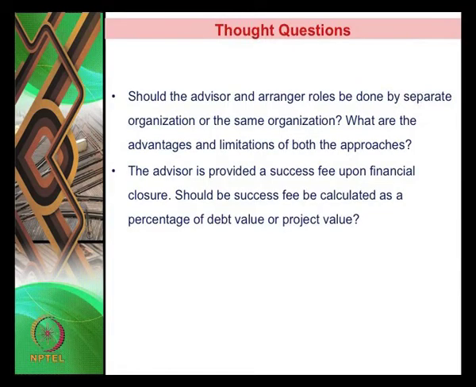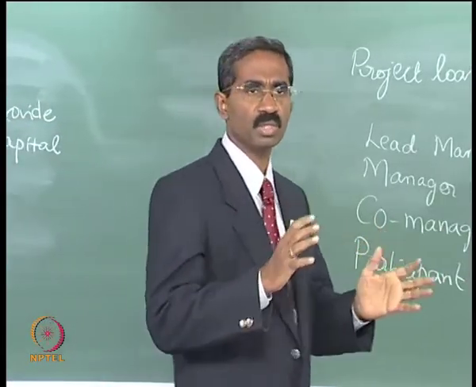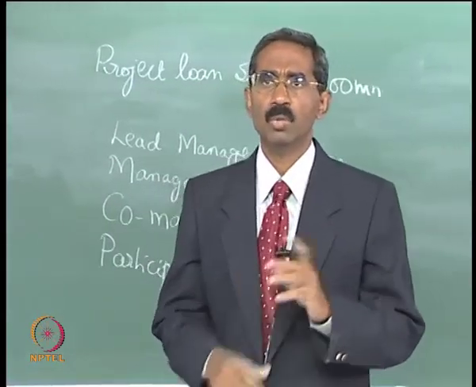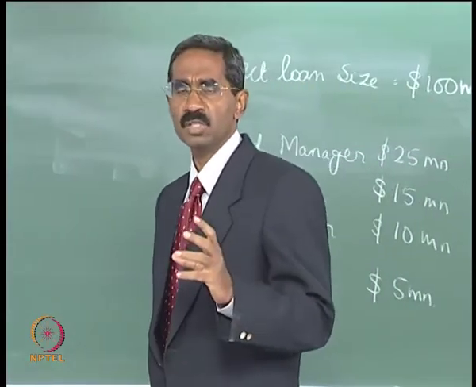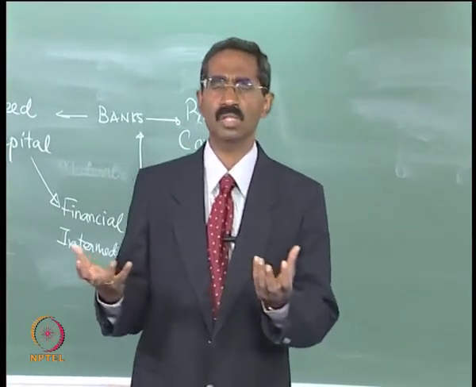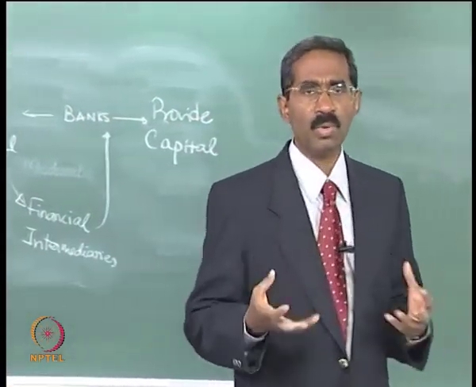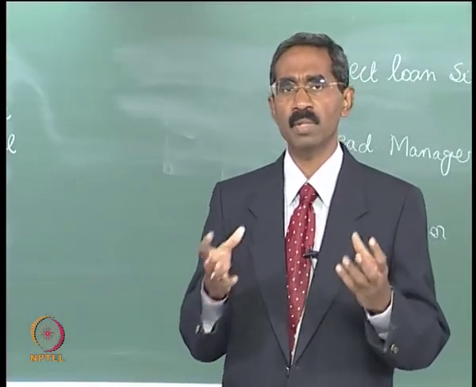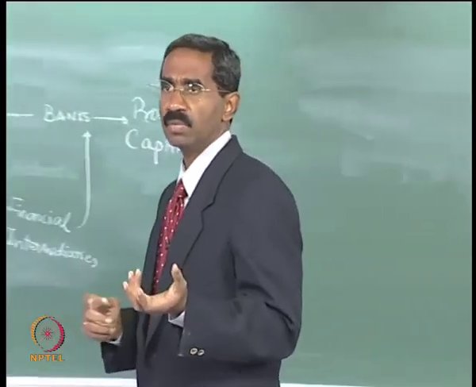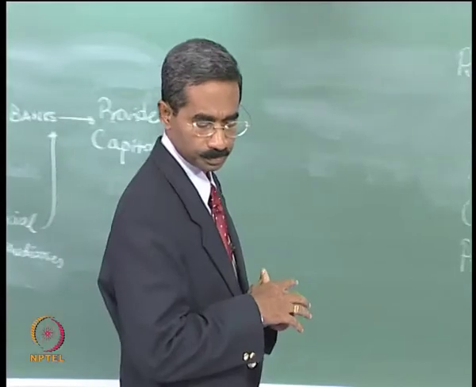Okay, now we will come to the thought questions for today's lecture. We talked about two major categories of intermediaries: advisory firms and arranging firms. Okay. So the question is, should the advisor and the arranger roles be done by separate organizations or the same organization? Today we also have organizations that provide both advisory and arranging services. So the question is, what is appropriate? Should both services be provided by the same organization or by different organizations? What are the advantages and limitations of both approaches?